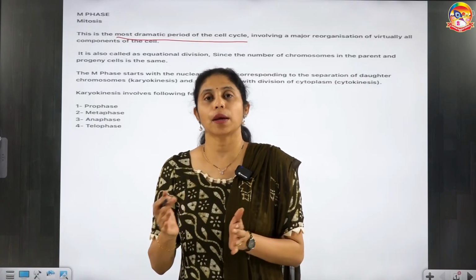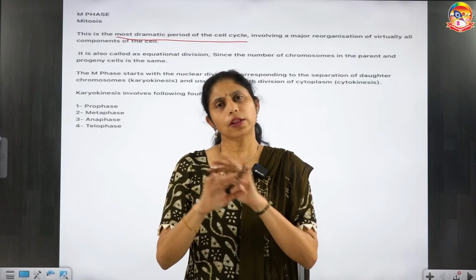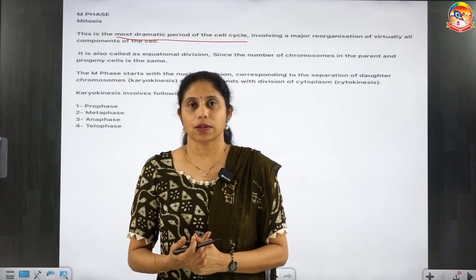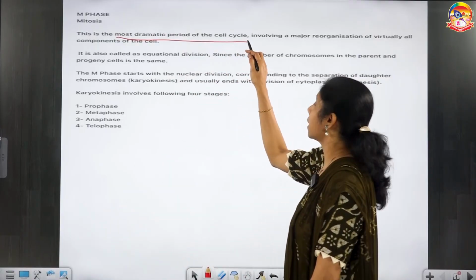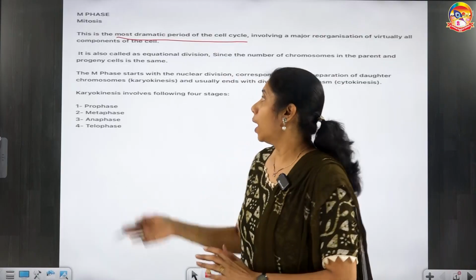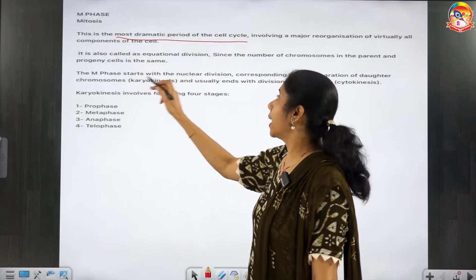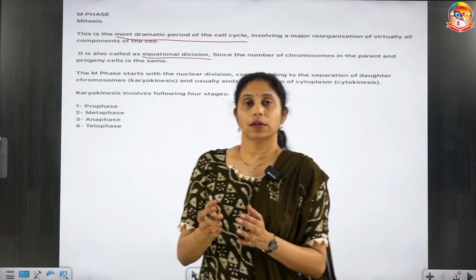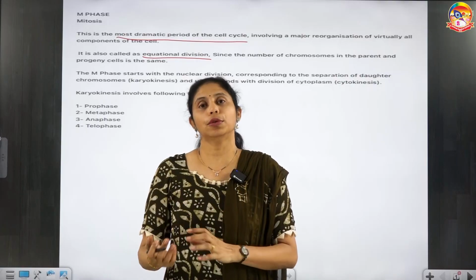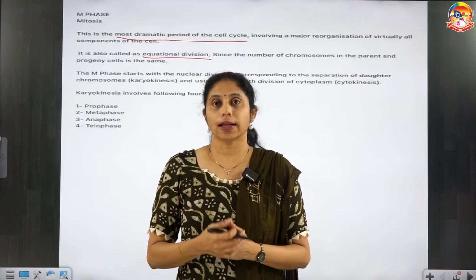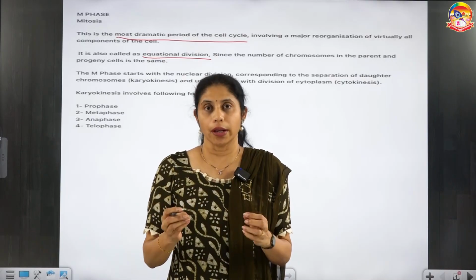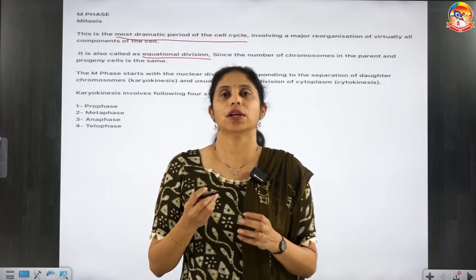So it is called the most dramatic period of the cell cycle, where all the components of the cell are reorganized, involving major reorganization of virtually all components of the cell. And this M phase is also called equational division, because whatever the parent cell contents are there, like chromosomes, they will be equally distributed to both the daughter cells. And whatever the cell organelles are there in the parent cell, they are also equally distributed to the daughter cells. As everything is distributed equally to both the daughter cells, this is called equational division.